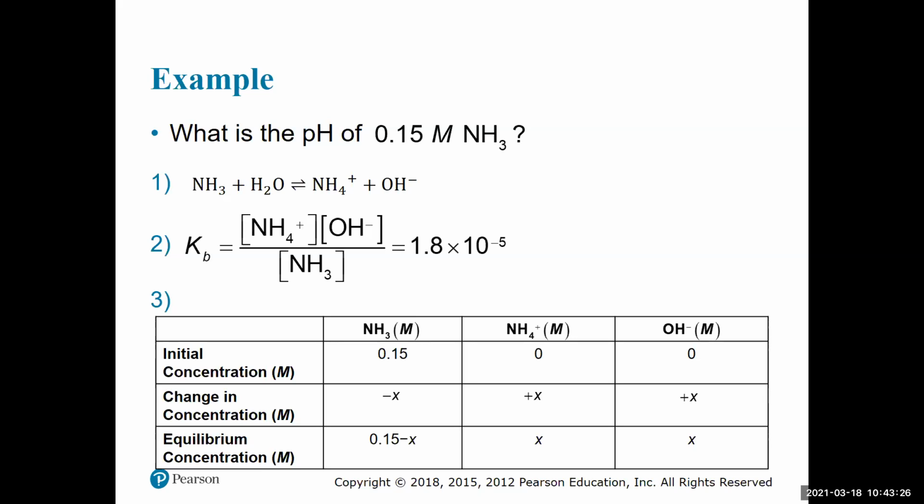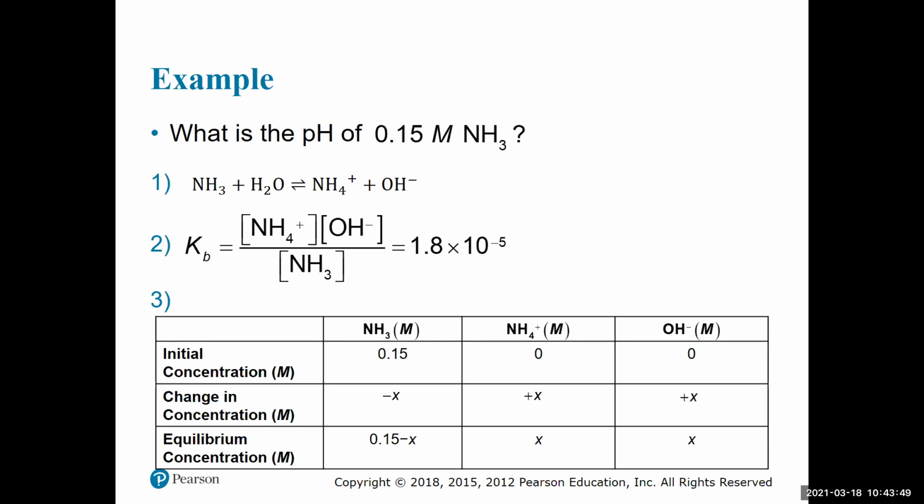So we wrote out our reaction, we balanced it, then we used that information to write our equilibrium expression. We know it's a base because hydroxide ions are being produced in the products. So we then know we need to use Kb. And we've set all that up in these first two steps.